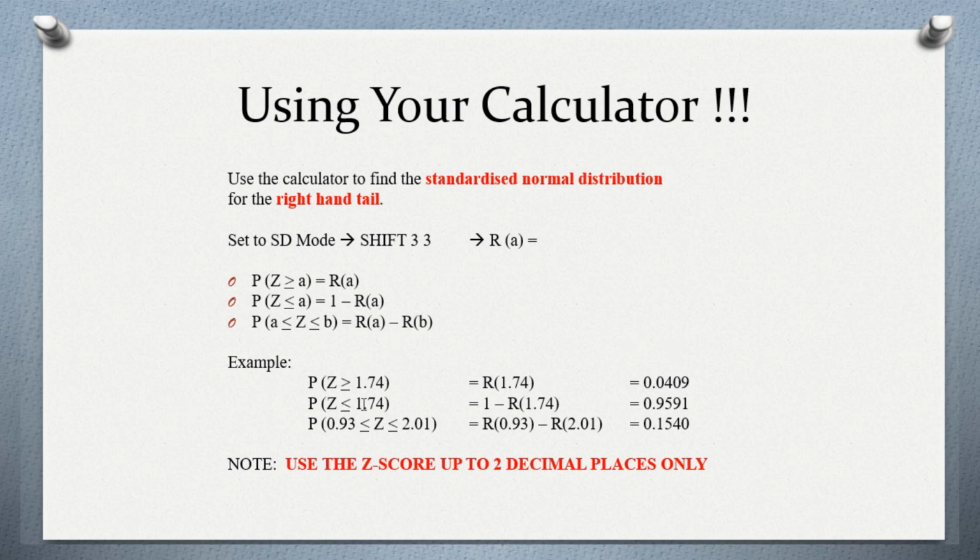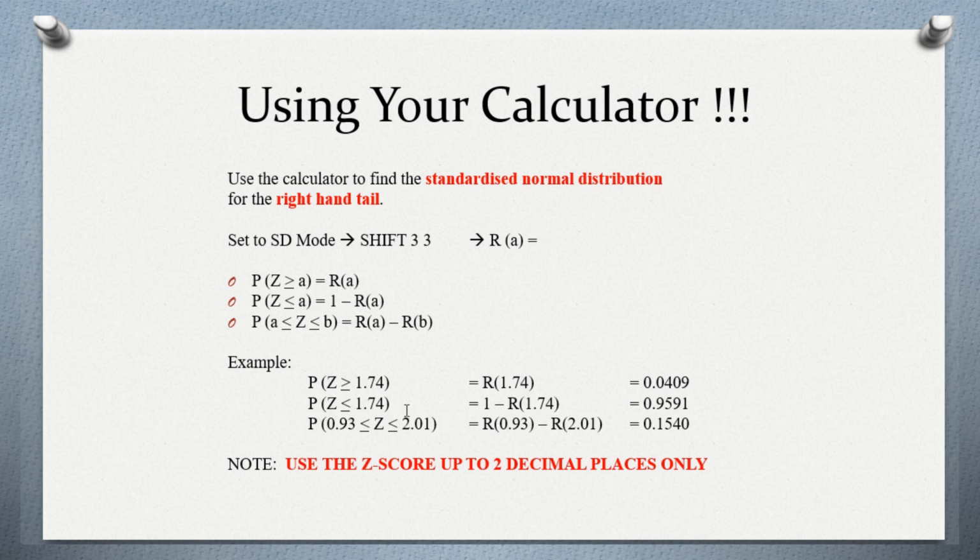Z is less or equal to 1.74. If you draw the curve, it will be on the left hand side, so it is 1 minus the right, or you can use P. In your calculator, you will see P as well. P is left hand side, R is right hand side. However you're convenient is up to you. If Z is more or equal to, you use the right. If less or equal to, you use the left.